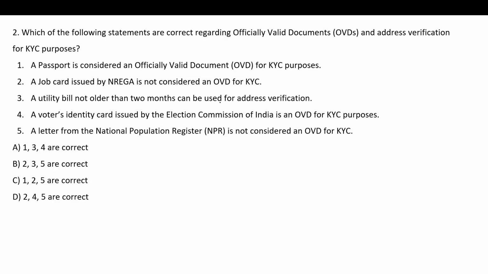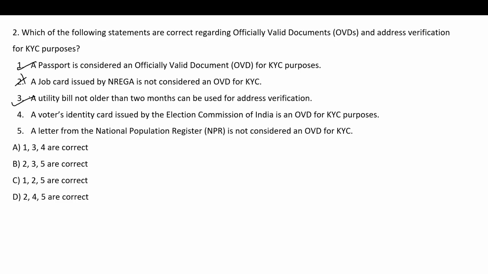Which of the following statements are correct regarding officially valid documents and address verification for KYC purposes? Number 1, a passport is considered an OVD for KYC purpose. Absolutely correct. Number 2, a job card issued by NREGA is not considered an OVD for KYC. Not correct. This statement is incorrect. Number 3, a utility bill not older than 2 months can be used for address verification. This statement is also correct.